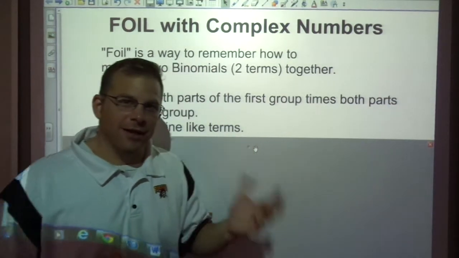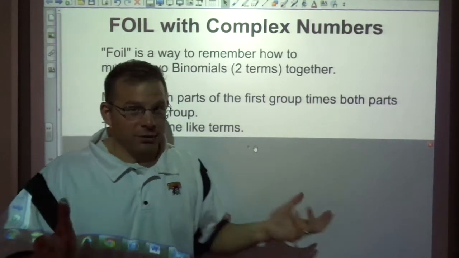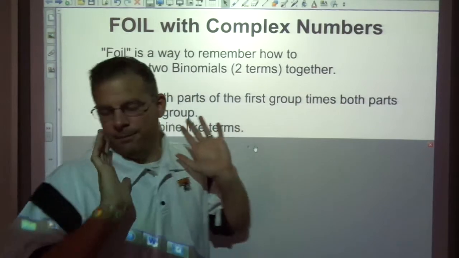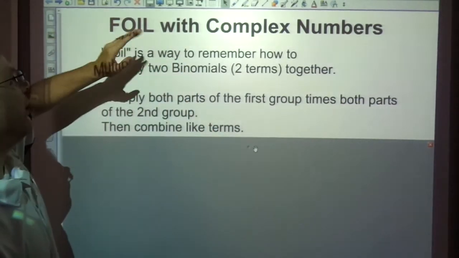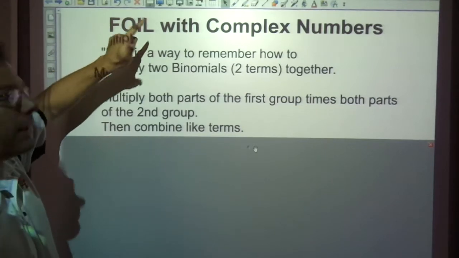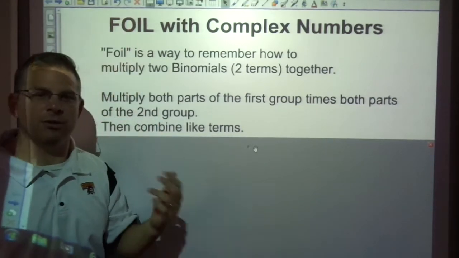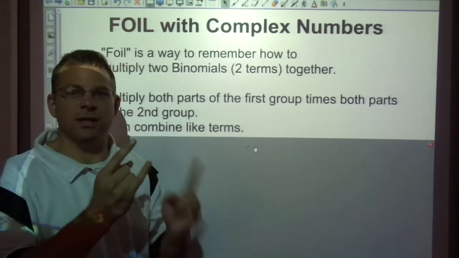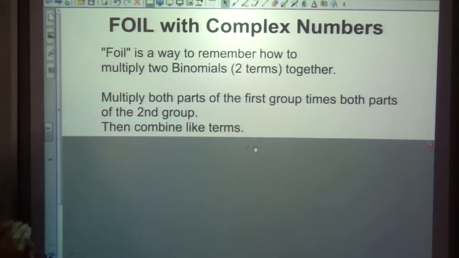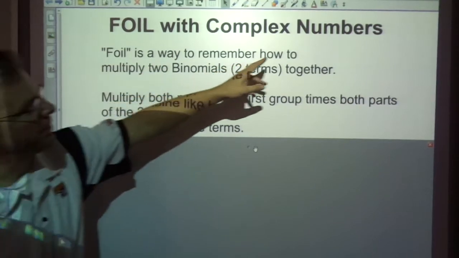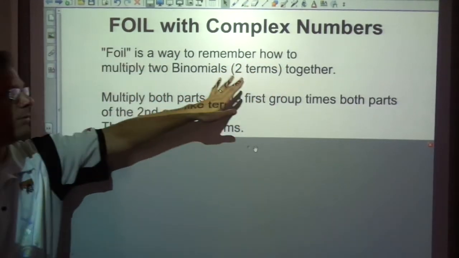FOIL in this case is not like tin foil that we cook with. It's just a word to help remember a trick for how to multiply. FOIL stands for first, outer, inner, last, and it helps us know how to multiply two terms times two terms. When you have something with two terms, it's called a binomial. So FOIL is a way to remember how to multiply two binomials together.